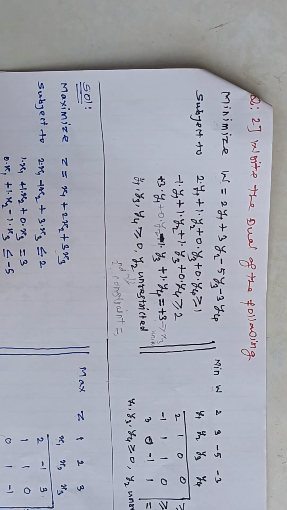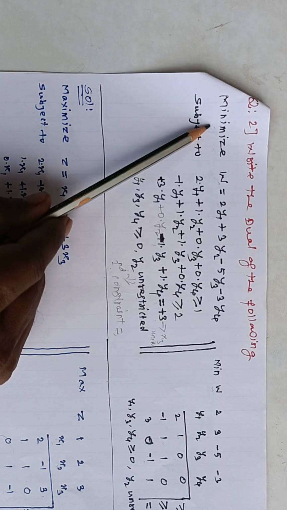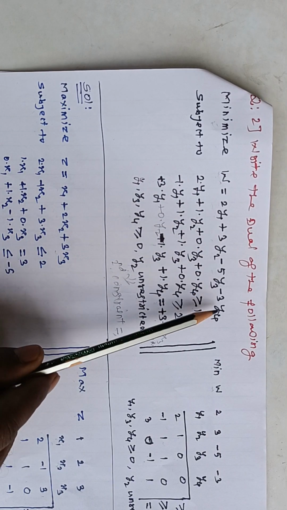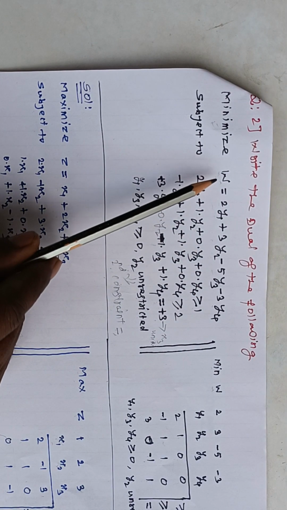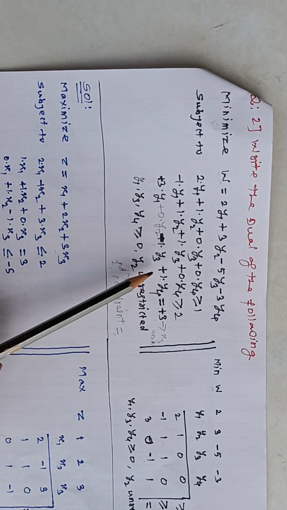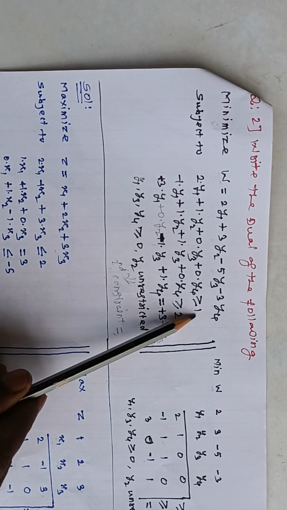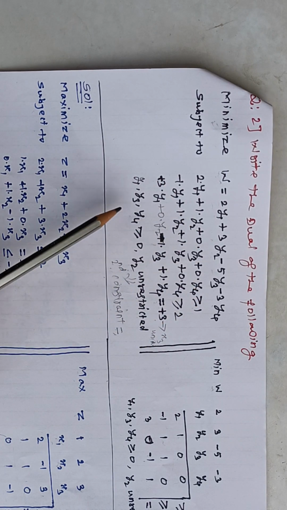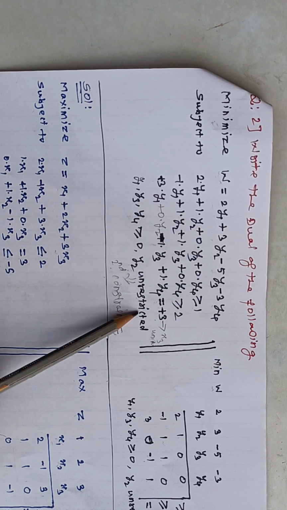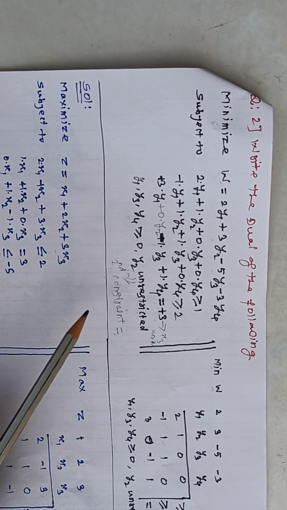Write the dual of the following problem. Minimize w is equal to 2y1 plus 3y2 minus 5y3 minus 3y4. The objective function is w. Okay, and subject to these constraints. How many constraints are there? 3. And these are the conditions: y1, y3, y4 greater than or equal to 0. y2 is unrestricted. Now what we have to do?